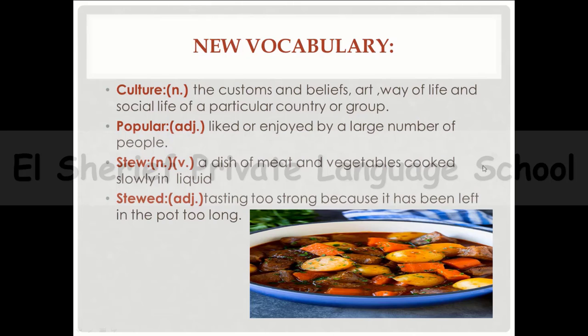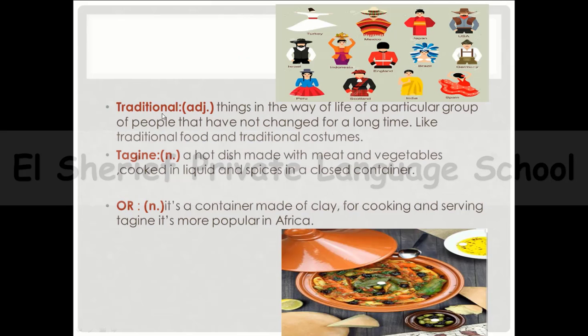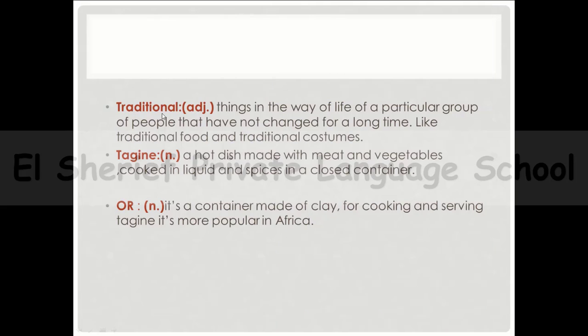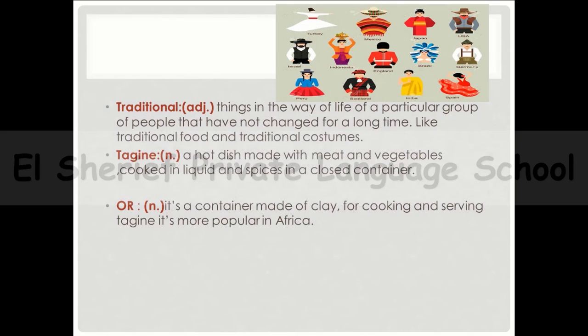And now let's move to another word. We have this traditional. Listen to this example. It's traditional in America to eat turkey on Thanksgiving Day. So this is an example for traditional. So listen to the other example. People wear traditional costumes in their traditional carnivals. As you can see from this picture, these are traditional costumes for some countries.